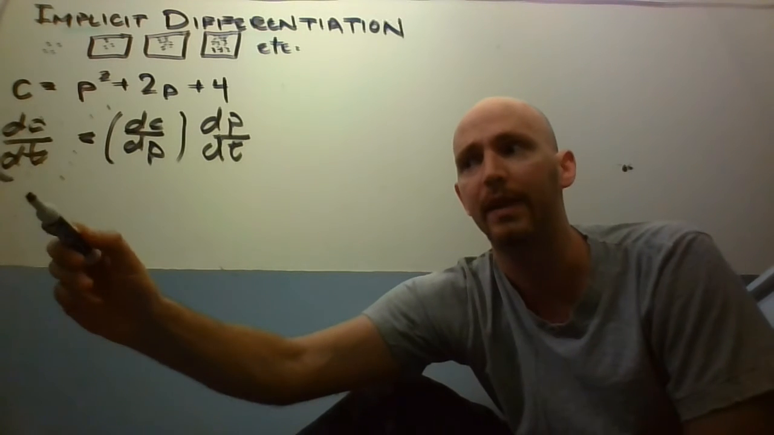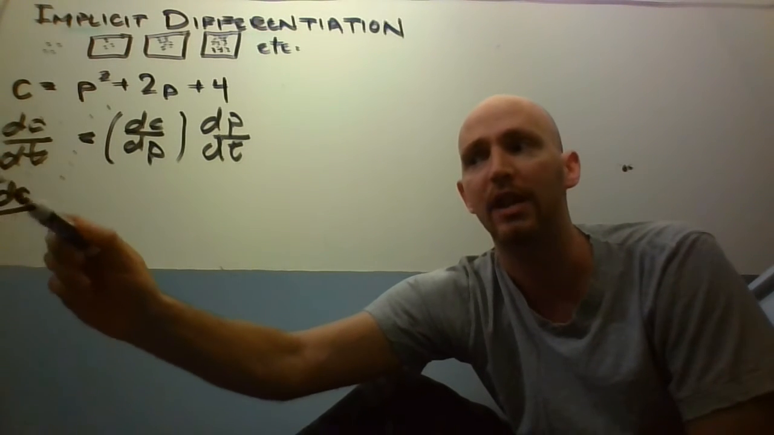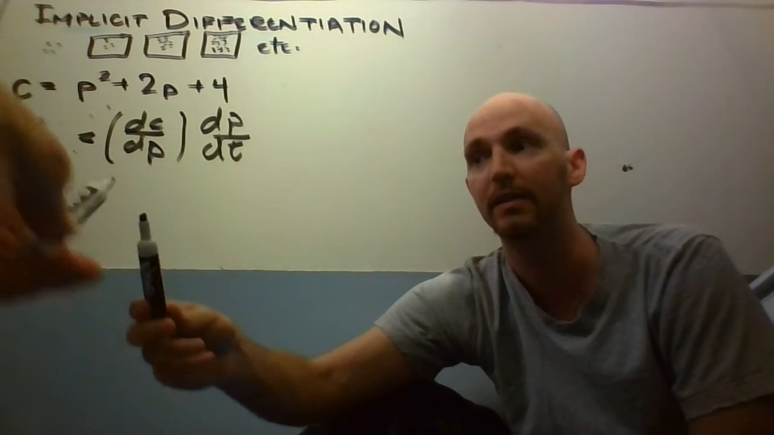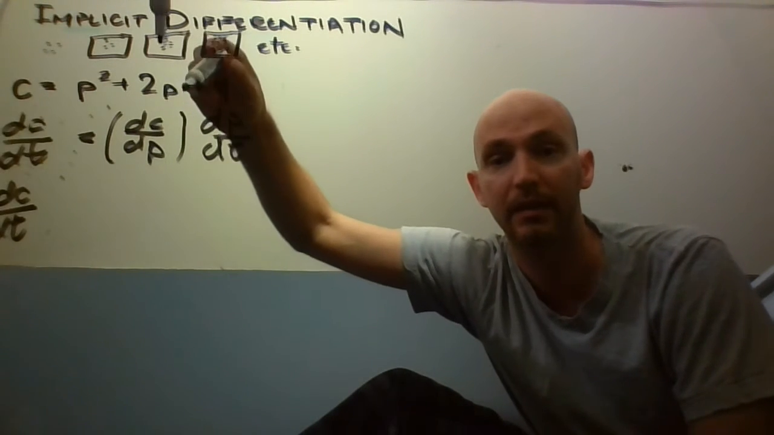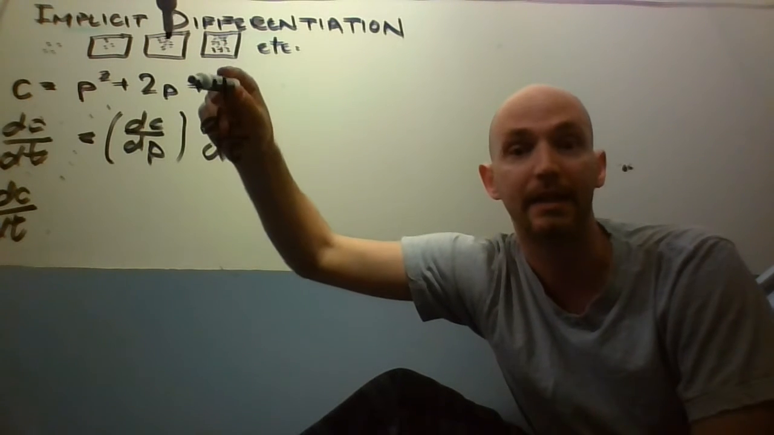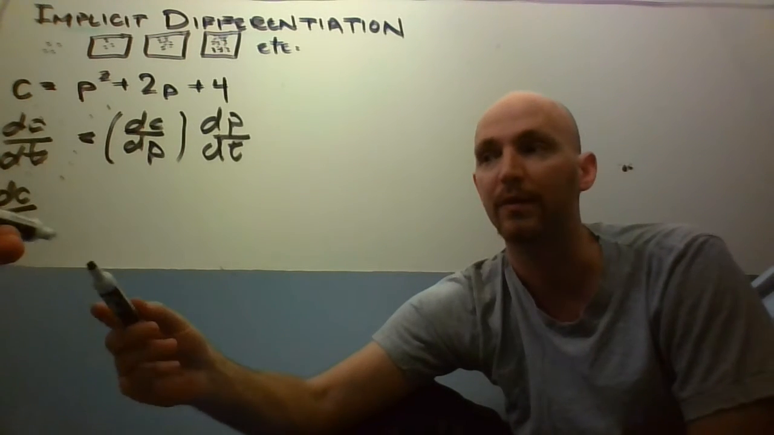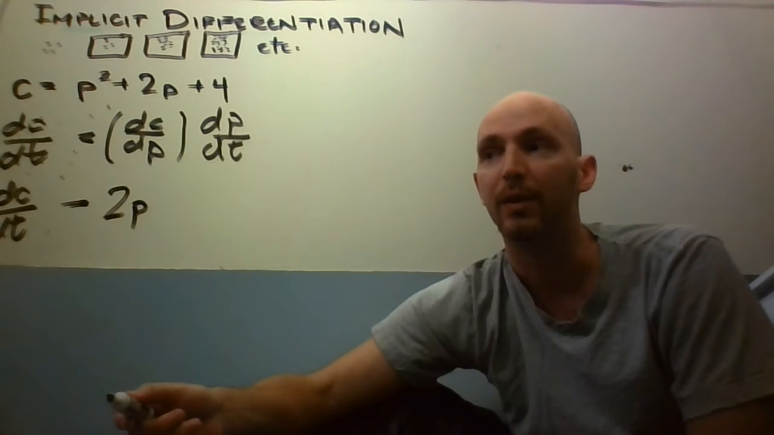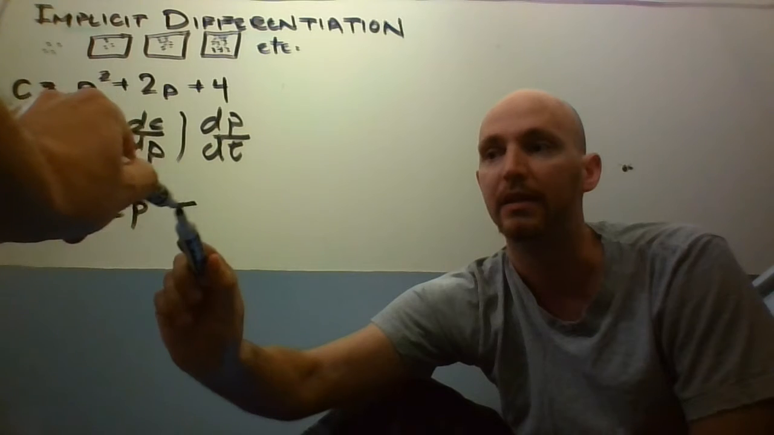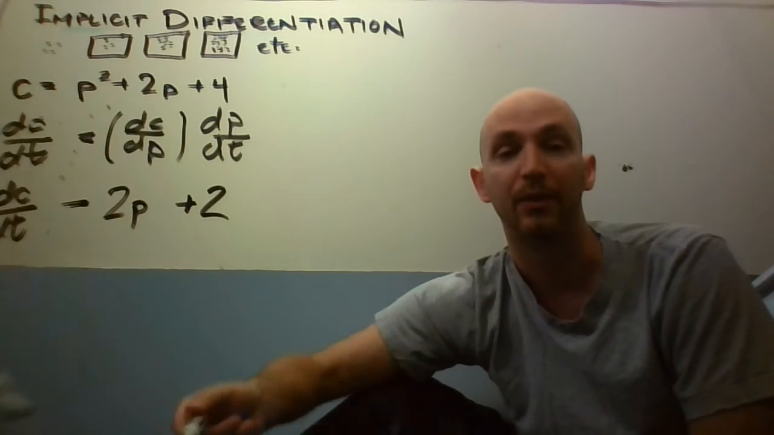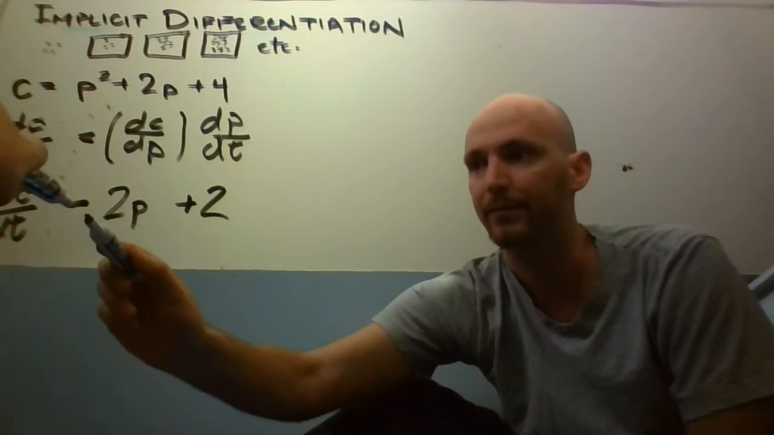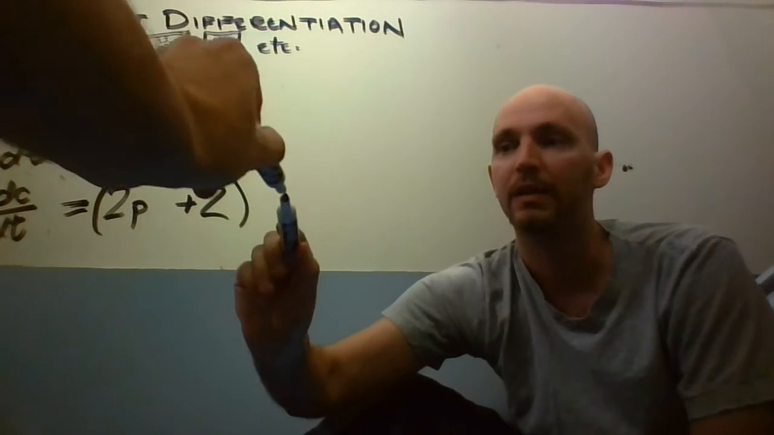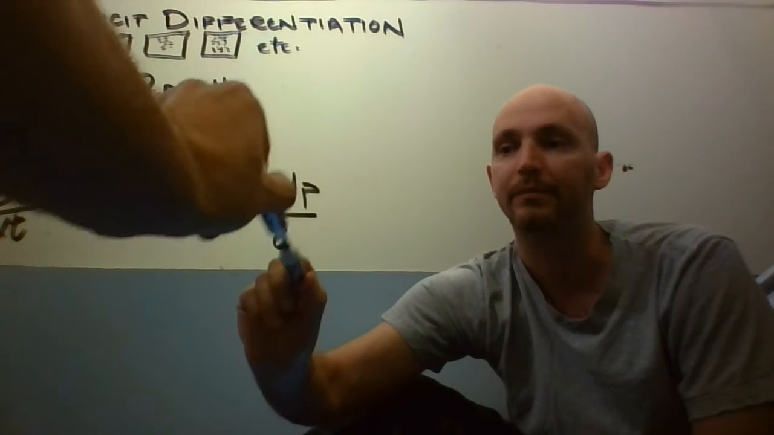So to finish this off then, the change in chocolate over time would be dc/dp. So I'm going to look at this thing here, and I need to take its derivative. So the derivative of a p squared is a 2p. The derivative of 2p would be plus 2, and the derivative of 4 is just gone. So I end up with 2p plus 2 dp/dt.